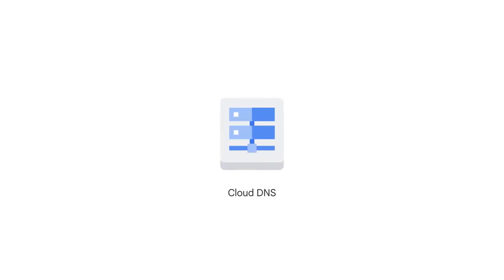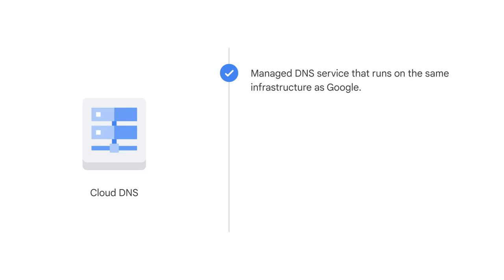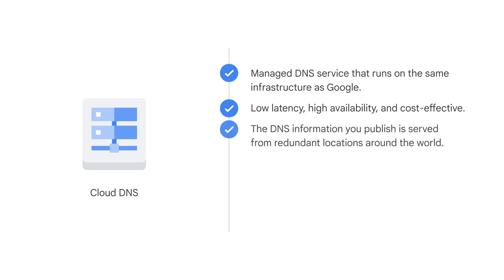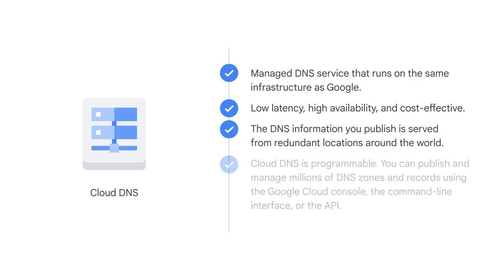But what about the Internet hostnames and addresses of applications built in Google Cloud? Google Cloud offers Cloud DNS to help the world find them. It's a managed DNS service that runs on the same infrastructure as Google. It has low latency and high availability, and it's a cost-effective way to make your applications and services available to your users. The DNS information you publish is served from redundant locations around the world.